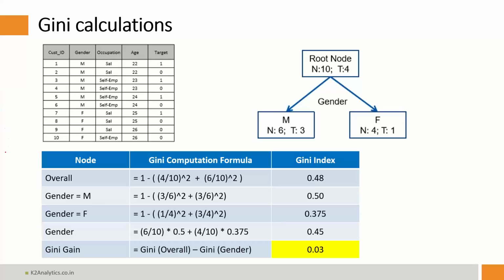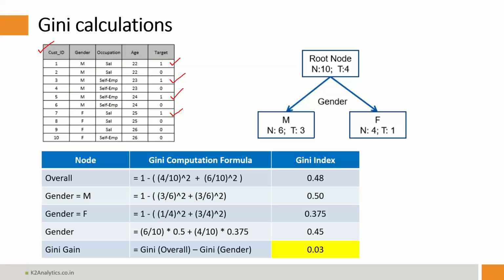Here is a small data set. We have just 10 observations in this data set and 3 variables: gender, occupation, age. These are my independent variables. Target is my dependent variable. In target, you can see the values are 1 and 0. Let's say 1 is win back, that is responder, and zeros are non-responders.